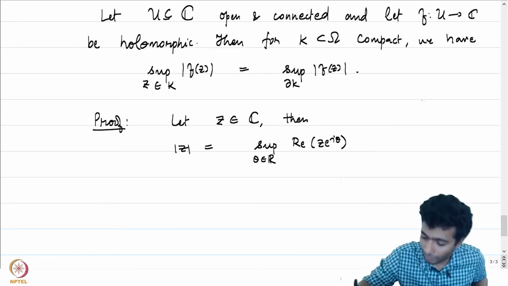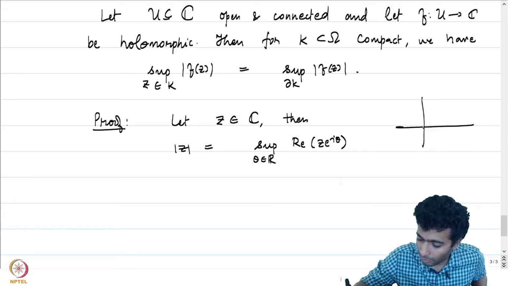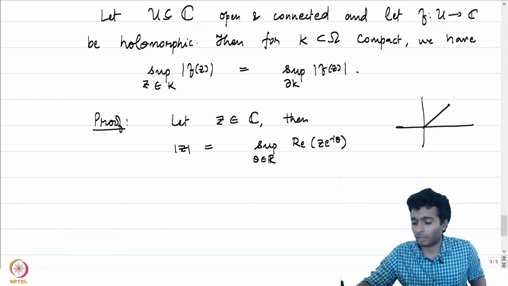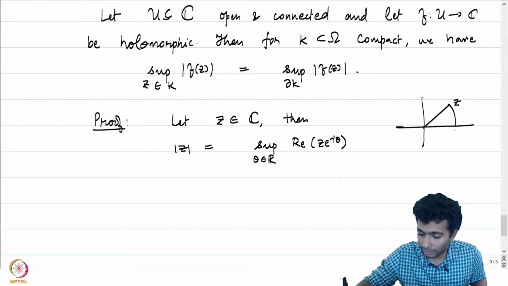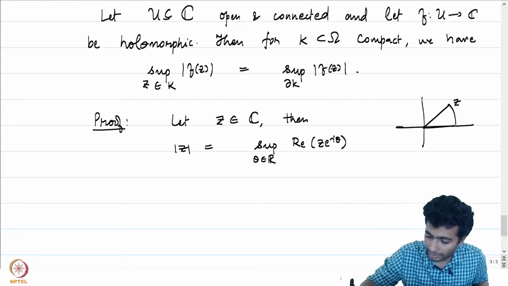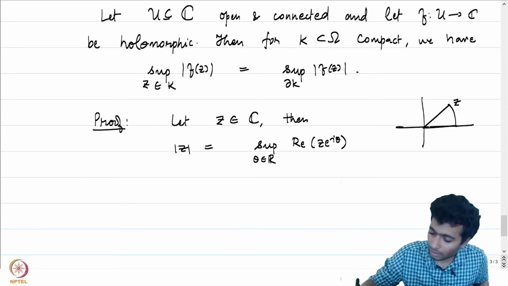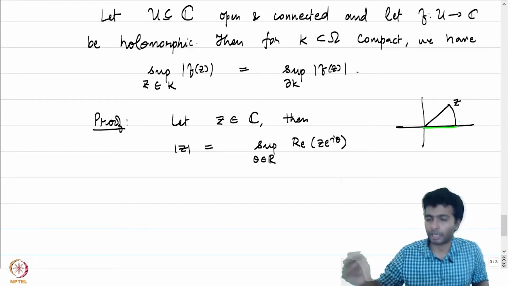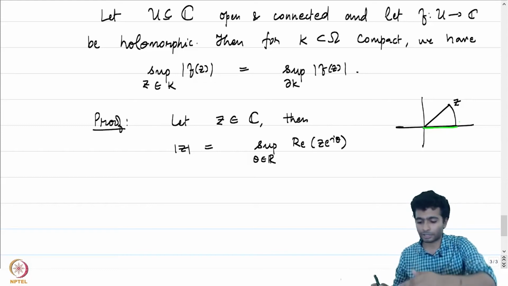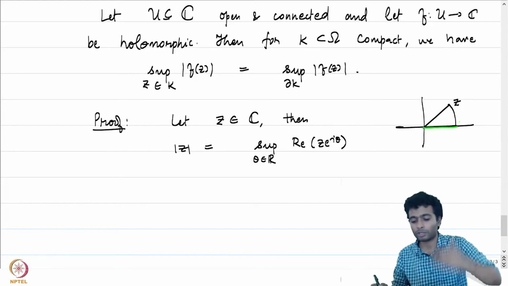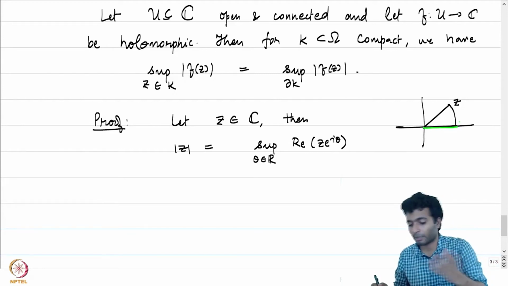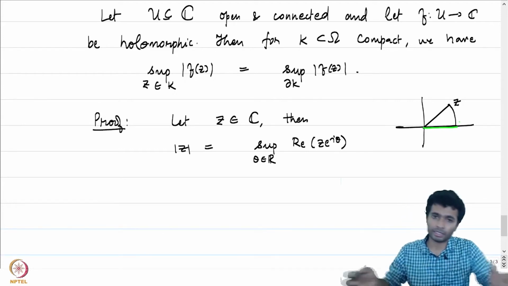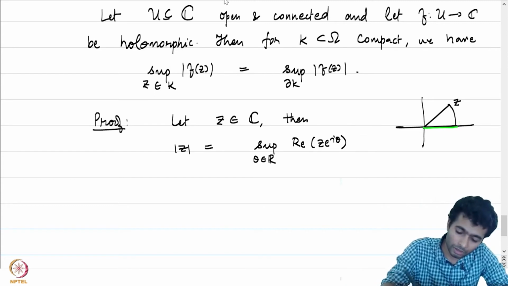So in some sense what we are doing is, if we are looking at this particular complex number z, then we are rotating it so that it falls on the real axis. So we are trying to capture what this particular line is after a rotation. That's precisely what is happening. So you're getting hold of the supremum over the real part of z e to the power i theta, where theta is varying over R.